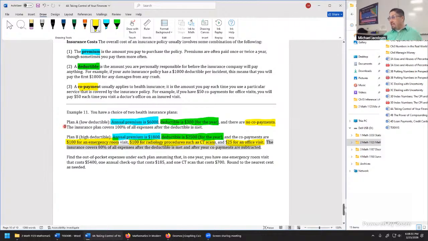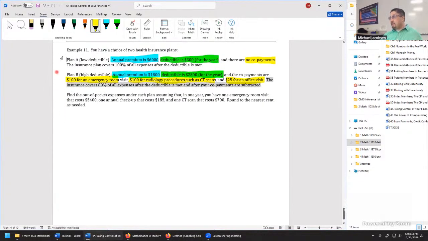Well, let's begin with Plan A, looking into these. Plan A is nice, other than we have an annual premium of $6,000. We can say for Plan A, the yearly cost is going to be, first, we'll definitely pay the premium, $6,000. After that, no co-payments whatsoever. So no matter how many visits we're looking into, co-payments don't apply to this plan.